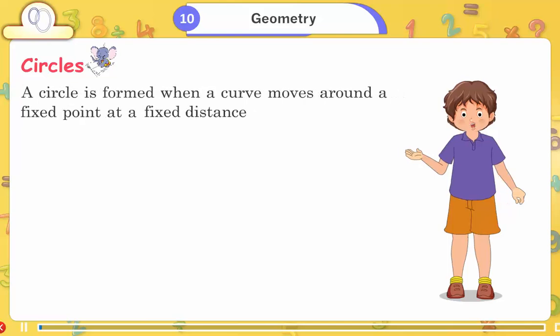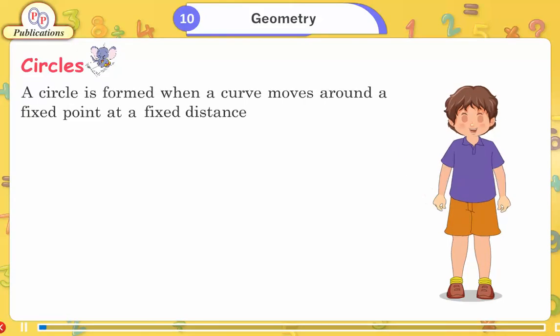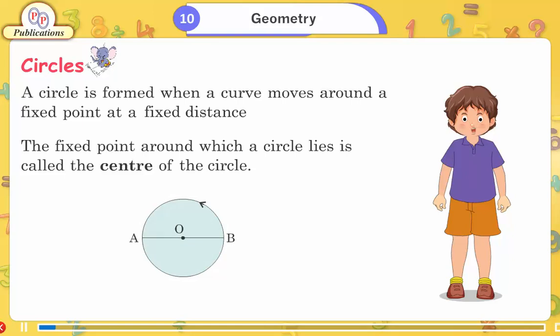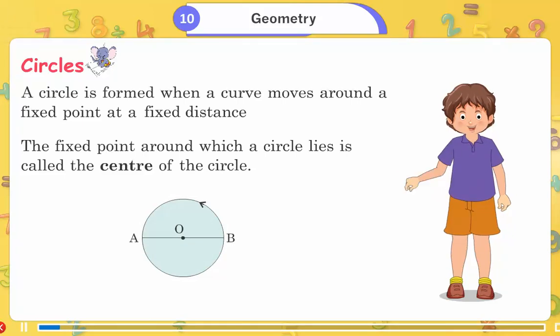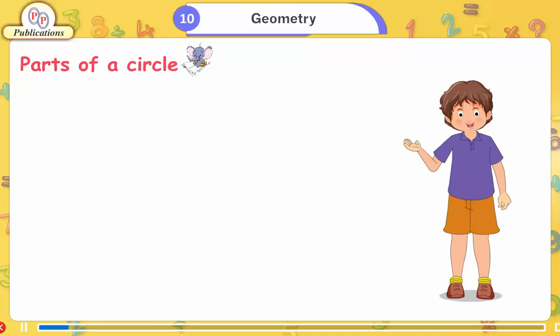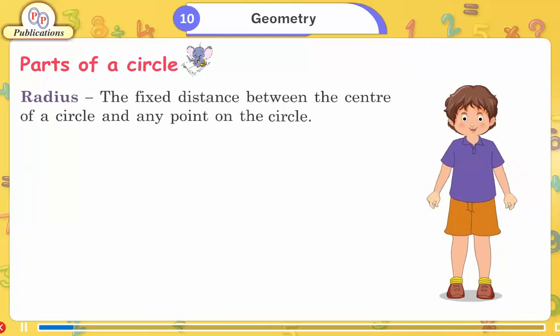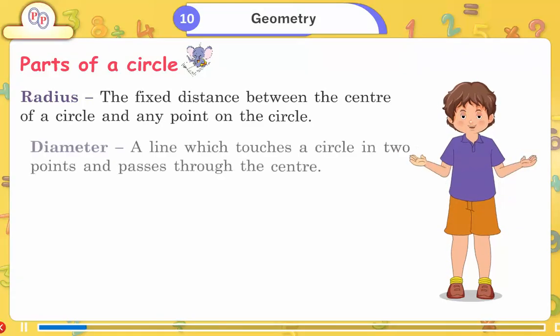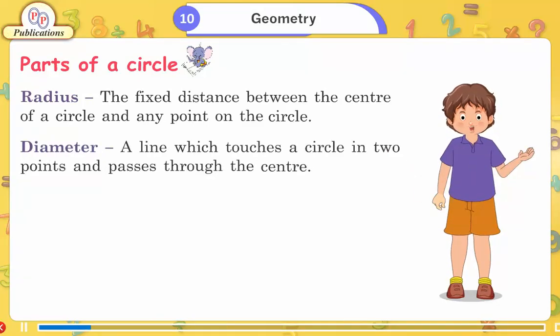A circle is formed when a curve moves around a fixed point at a fixed distance. The fixed point around which a circle lies is called the center of the circle. Parts of a circle. Radius. The fixed distance between the center of a circle and any point on the circle. Diameter. A line which touches a circle in 2 points and passes through the center.